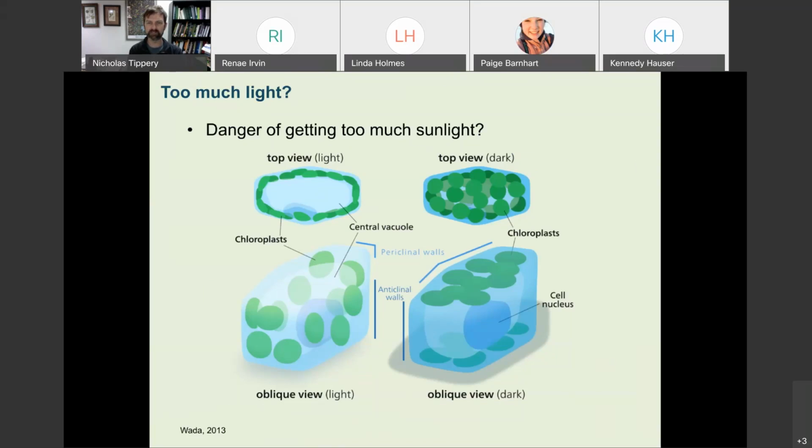Another response related to light. So we kind of considered before that too much light could be a problem, right? What happens if you get too much light? It dies. Yeah, it depends on your plant.